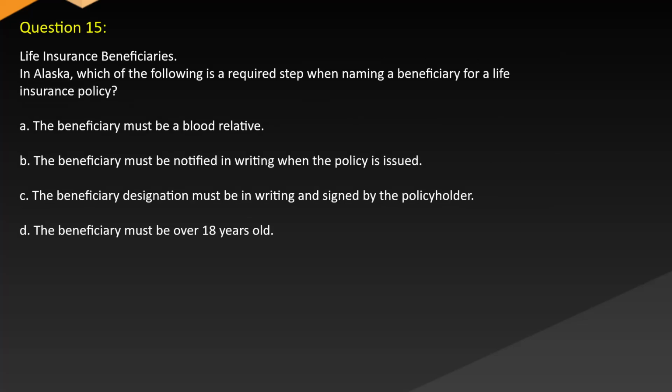Question 15. Life insurance beneficiaries. In Alaska, which of the following is a required step when naming a beneficiary for a life insurance policy? A. The beneficiary must be a blood relative. B. The beneficiary must be notified in writing when the policy is issued. C. The beneficiary designation must be in writing and signed by the policyholder. D. The beneficiary must be over 18 years old.